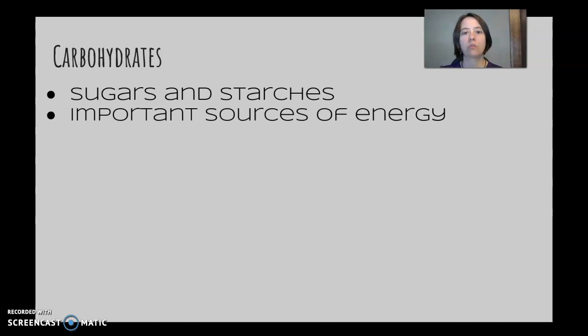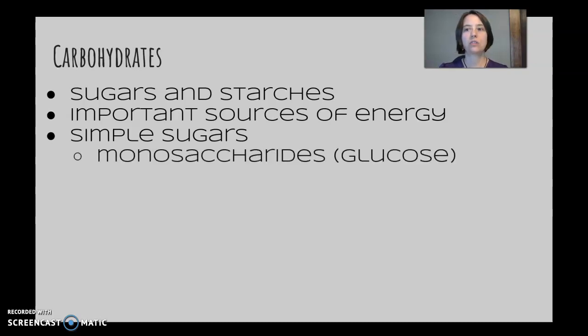And why are carbohydrates important? They are sources of energy. So we usually break them up into simple sugars and then more complex starches. So what are the simple sugars? Well, you could have one sugar molecule, and that's a monosaccharide, one sugar. And the most common one is glucose. And we know that your body, when you eat, breaks things down into glucose, and then your mitochondria use the glucose during cellular respiration to make ATP, which fuels everything in your body. So it's good to have that.